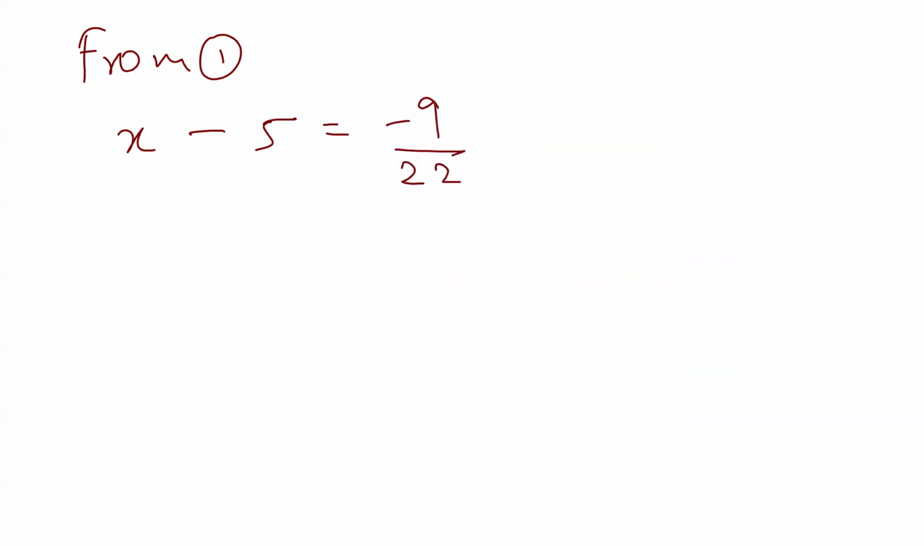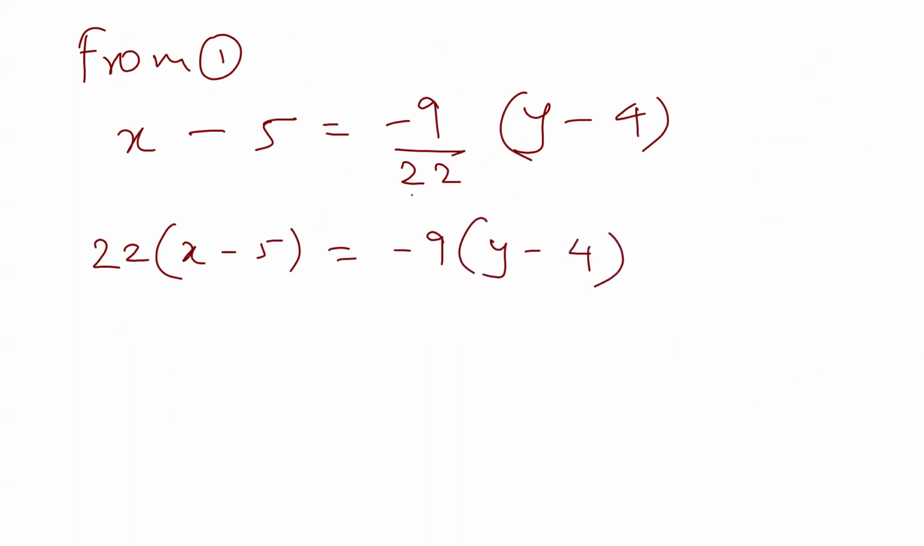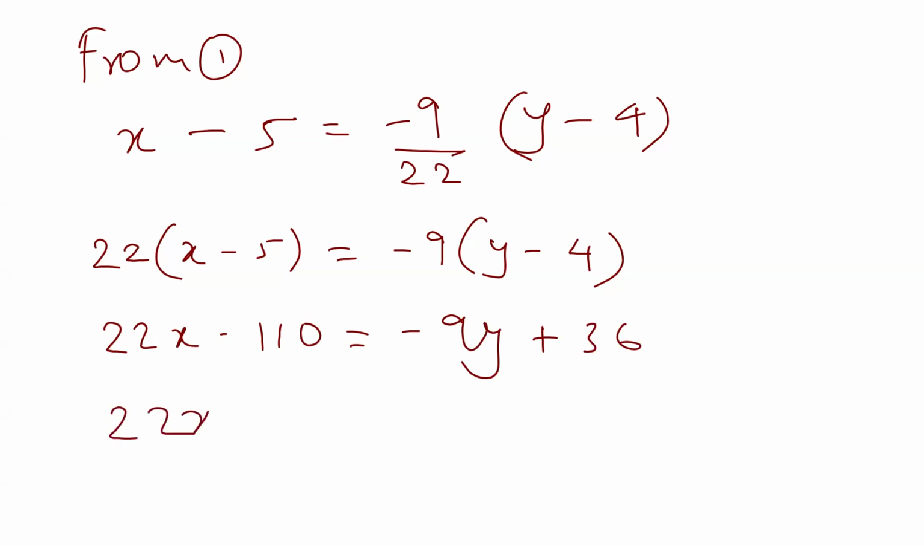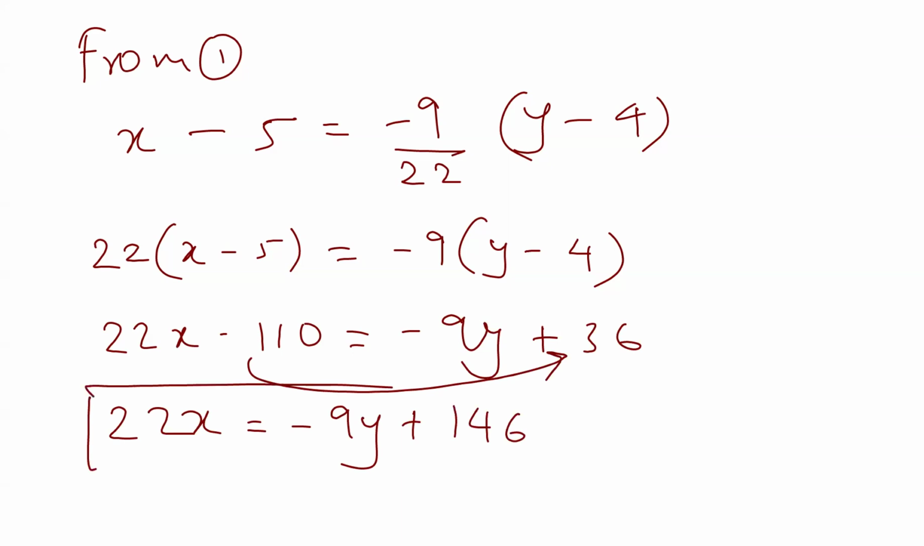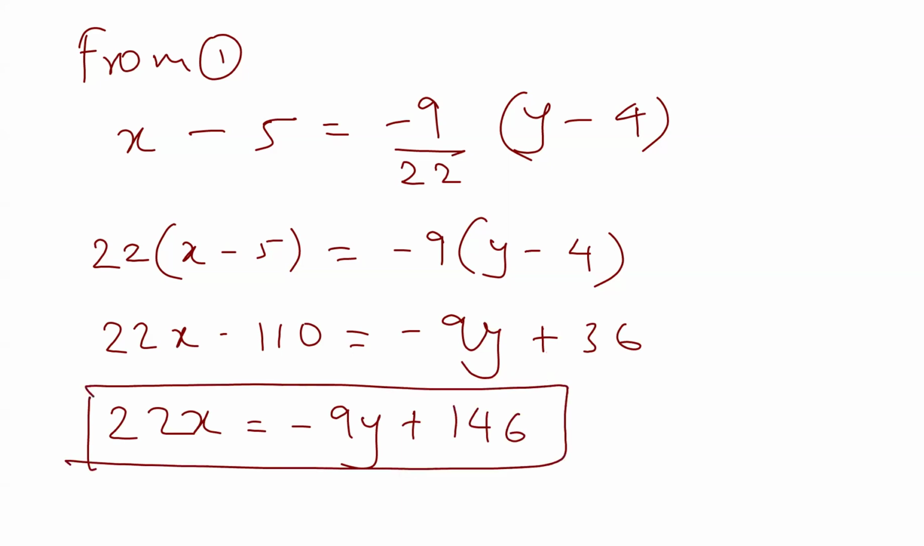Y minus y bar. Y bar is 4 over here. So cross multiply. Minus 9 times y minus 4. 22 I have taken on the other side. So 22x minus 110 equals minus 9y plus 36. So 22x is equal to minus 9y, 110 plus 36, that will be plus 146. So this is your line x on y.